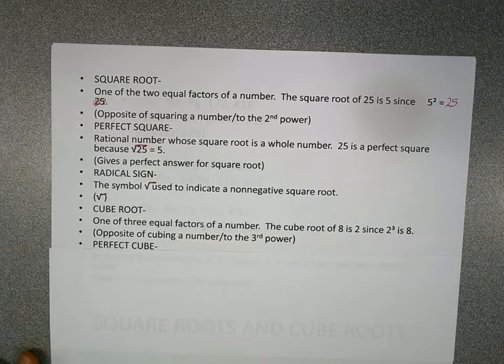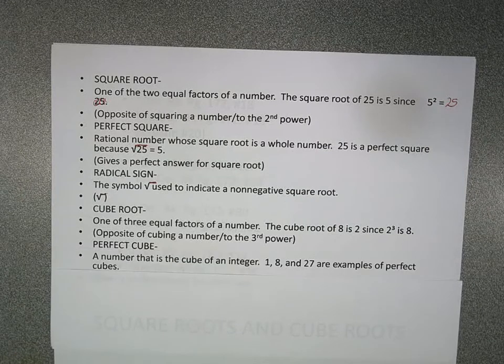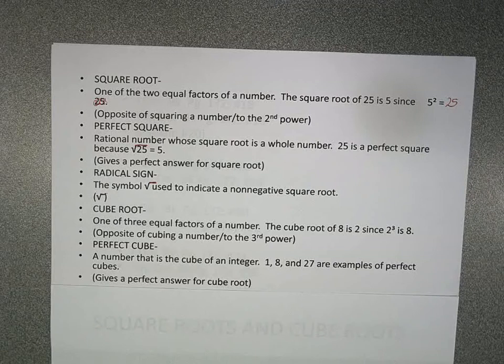All right, and our last one is a perfect cube. Everyone? Perfect cube. And this is a lot like a perfect square. It's a number that is the cube of an integer. It just says 1, 8, and 27 are all examples of perfect cubes. So it gives a perfect answer for a cube root.